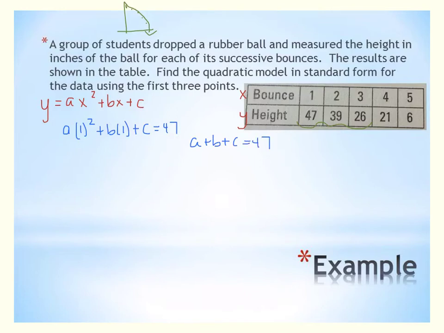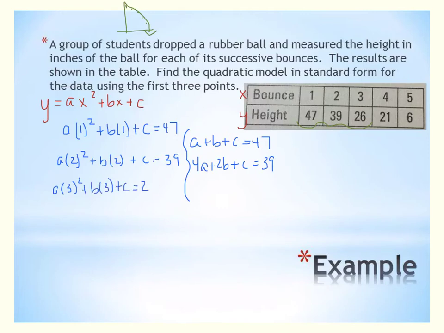Our second equation is going to be a times 2 squared plus b times 2 plus c equals 39, otherwise known as 4a plus 2b plus c equals 39. And our last equation is going to be a times 3 squared plus b times 3 plus c equals 26, or 9a plus 3b plus c equals 26. So here is my system of equations that you're going to solve.